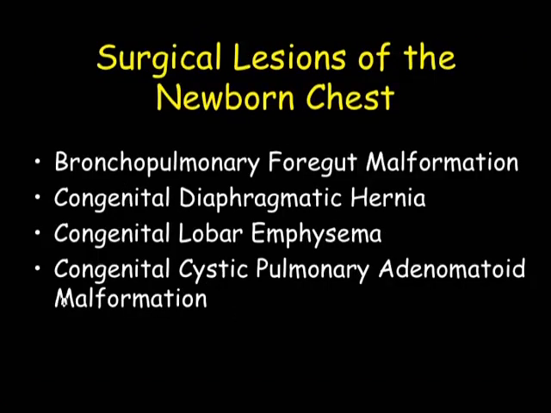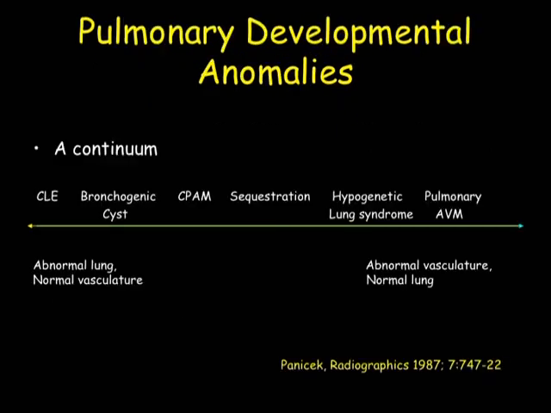Let's talk a little bit about surgical lesions of the chest. These are the bronchopulmonary foregut malformations, diaphragmatic hernia, lobar emphysema, and the CPAM, or congenital pulmonary adenomatoid malformation. And these pulmonary developmental abnormalities all fit along the spectrum. On one end, there's normal lung and abnormal vessels, and that's your pulmonary AVM. On the other end, there's normal vessels and abnormal lung, and that's congenital lobar emphysema.